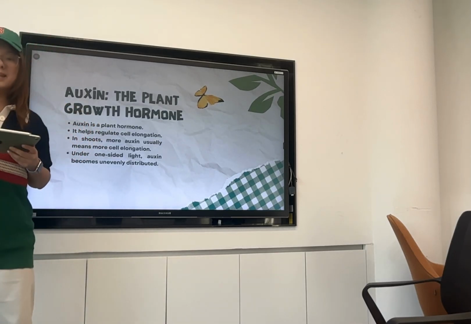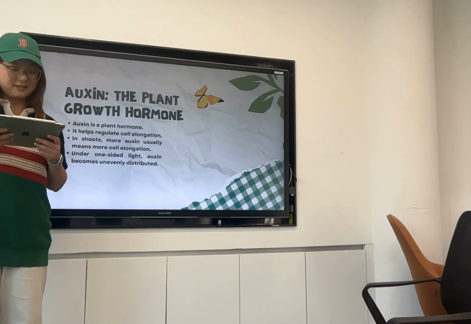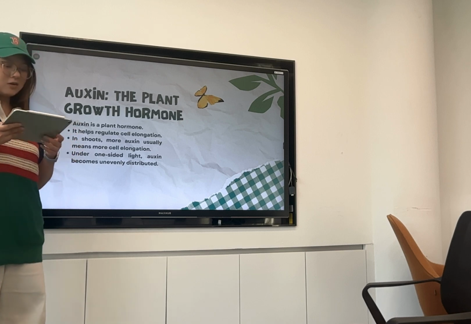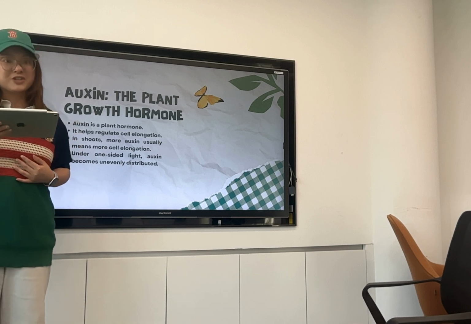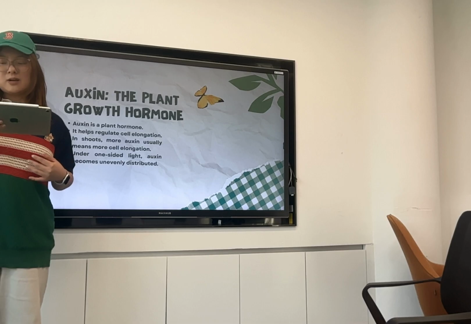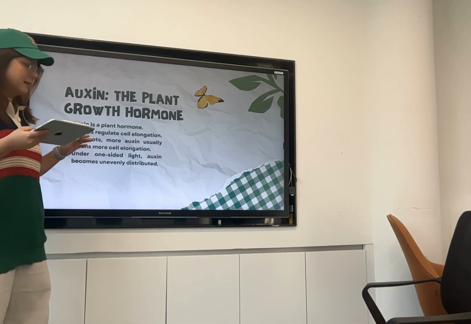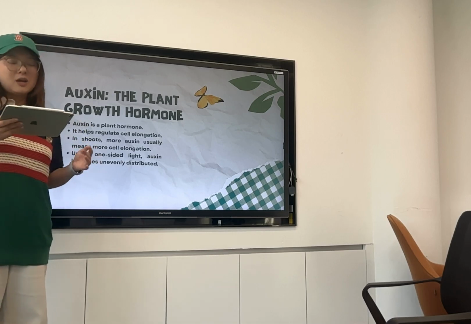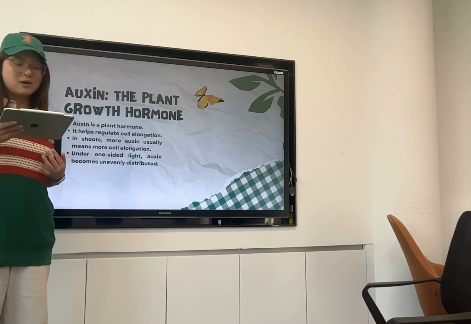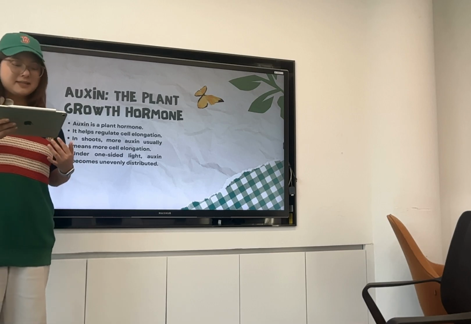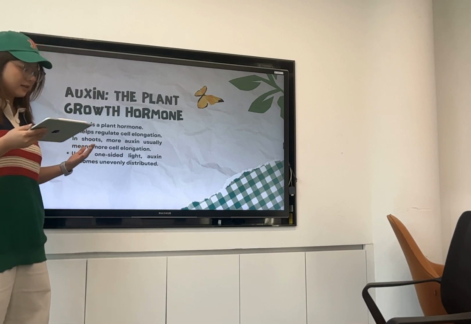Then let's introduce the main character of this story, auxin. Auxin is a plant hormone. One of its important functions is to help regulate cell elongation, especially in plant shoots. In shoots, more auxin usually means more cell elongation. That means the plant becomes longer.